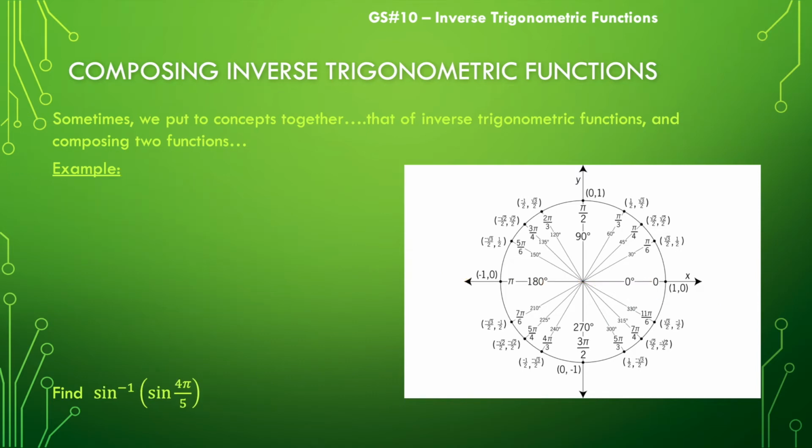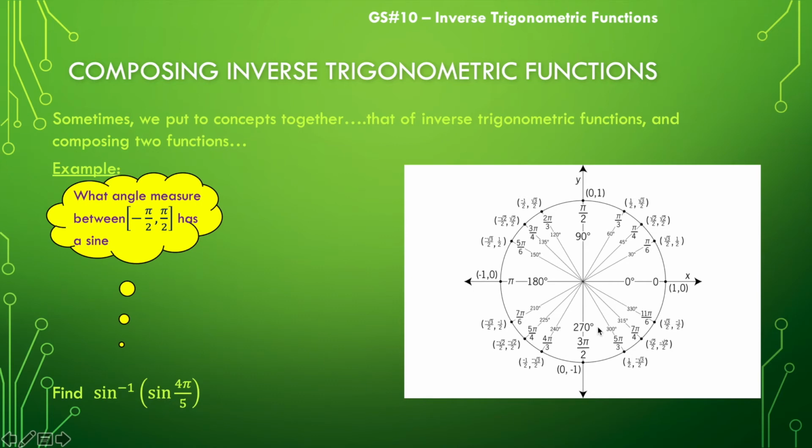All right, now this last example, we've got sine inverse of sine of 4 pi over 5. So that first part is going to tell us where we're looking, right? Where is sine inverse defined? Do you remember? That is defined on the right-hand side of the unit circle, so from negative pi over 2 to pi over 2. So that on the right-hand side is where I'm going to be looking for my answer.